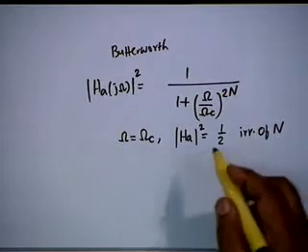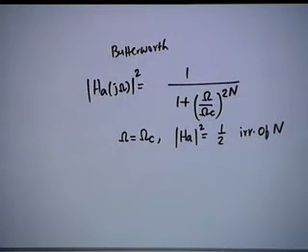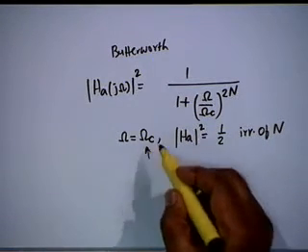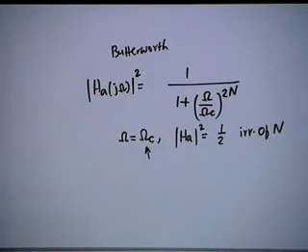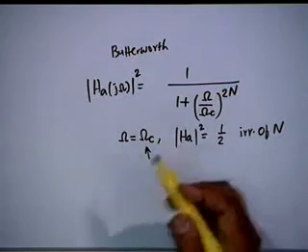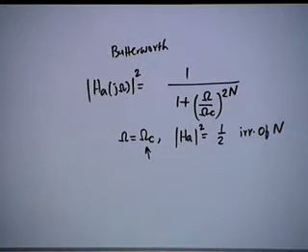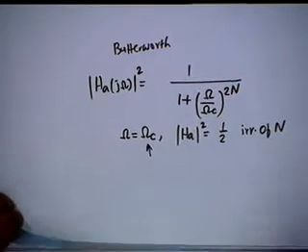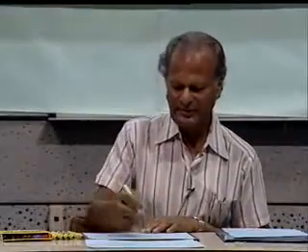And wherever the magnitude squared is half is the frequency at which 3 dB attenuation occurs, and therefore omega c is called the 3 dB bandwidth of the Butterworth filter. Okay. You also notice that the magnitude squared, if we plot it versus omega, it goes down monotonically. There are no maxima or minima.